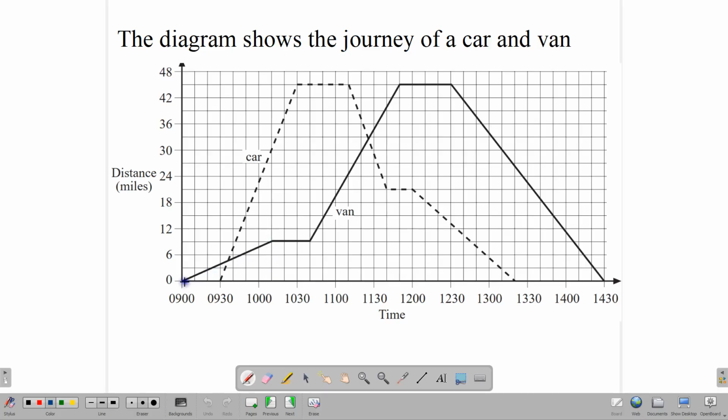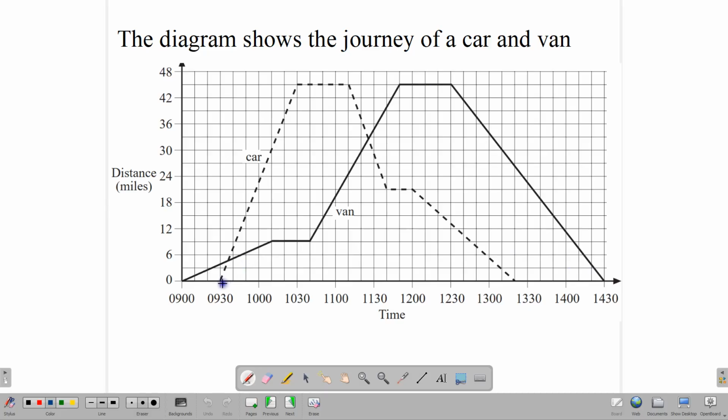So let's look at the van. The van would leave at 9 o'clock, travel for some distance, then stop. Then it travels again and stops. Now, at this point, it has reached where it's going. And then this line would say that it's coming back home to where it started from.